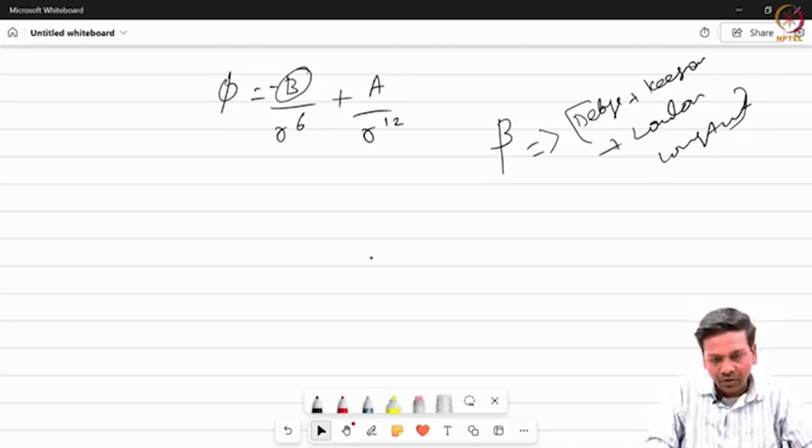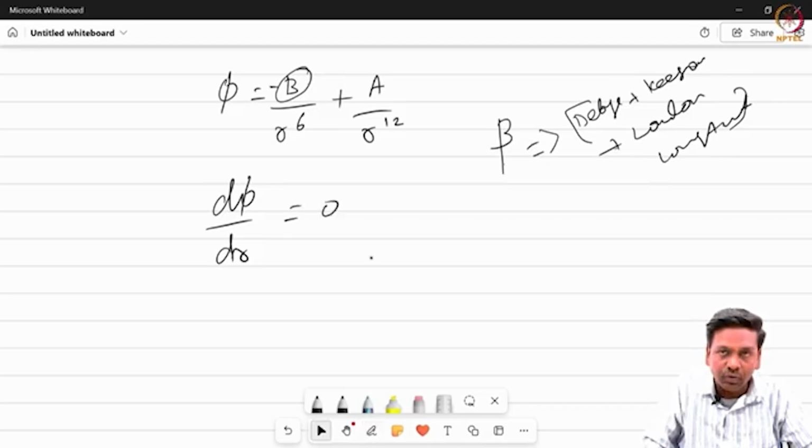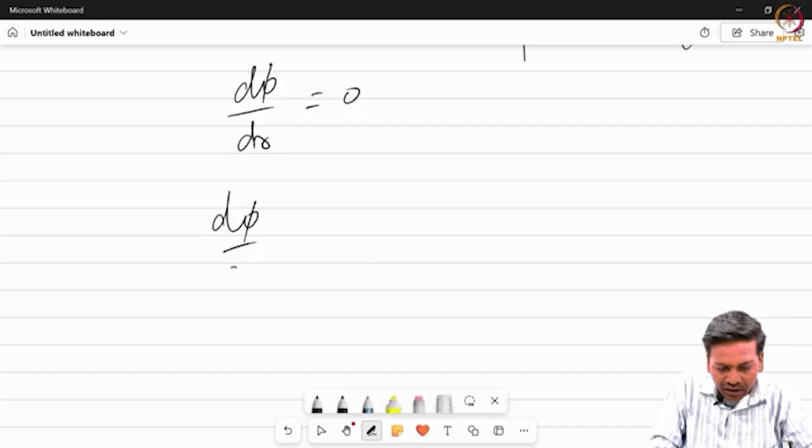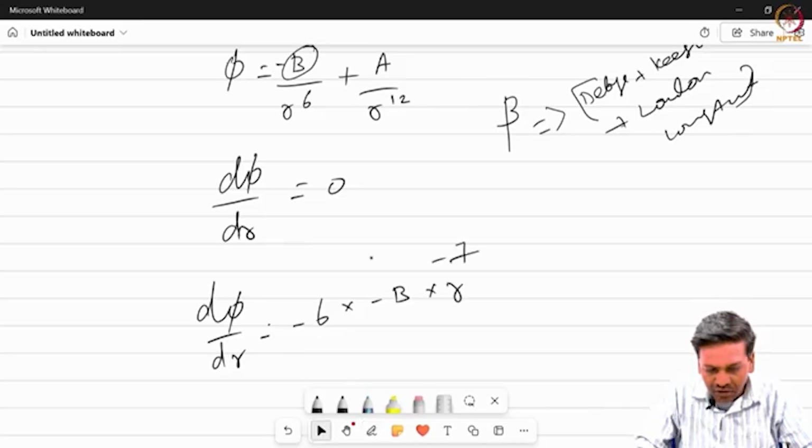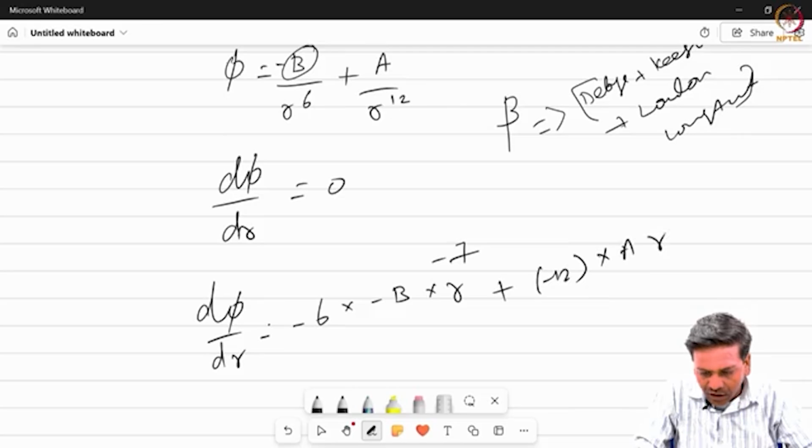Now we know from calculus that if you differentiate this potential with respect to r, because r is distance, and set that to 0, you would be able to get what is known as the minimum distance. So now let's differentiate this with respect to r and set it to 0. d pi by dr will be simply minus 6 into minus b into r power minus 7, and you will also have plus minus 12 into a into r power minus 13.